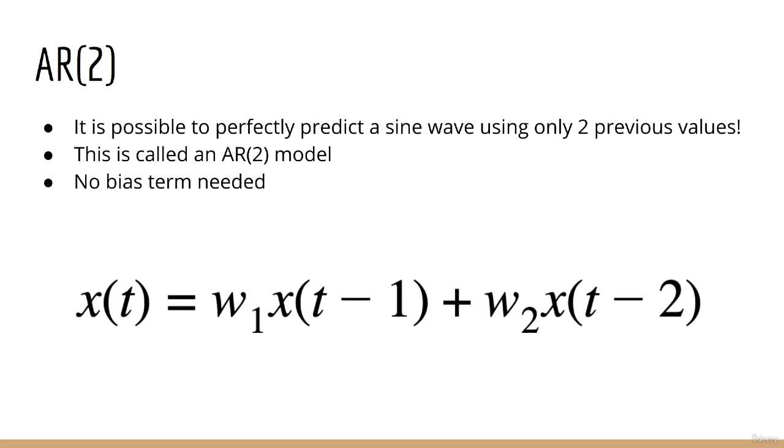It turns out that it's possible to predict a sine wave perfectly using only two past values of the time series. We call this an AR2 model. Notice we do not even need a bias term. So let's see how this might be true.